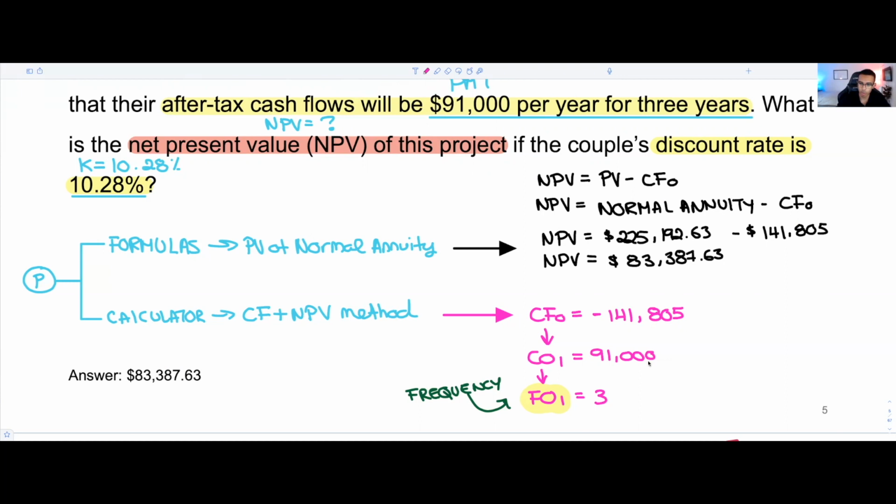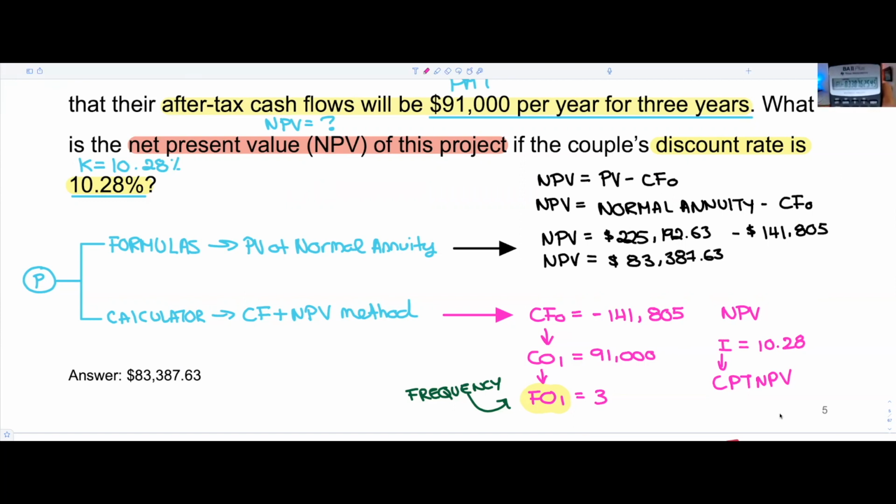Once you've plugged that in, you could then press NPV. So you're going to click NPV right here. And then you're going to plug in your interest rate. In this case, your interest rate is equal to 10.28. So you're going to go ahead and plug in 10.28. You're going to do enter. Then you're going to go arrow down and you're going to do compute NPV. And that's going to give you the answer. So you're going to do compute NPV and look at that. You get the same answer that we got earlier.